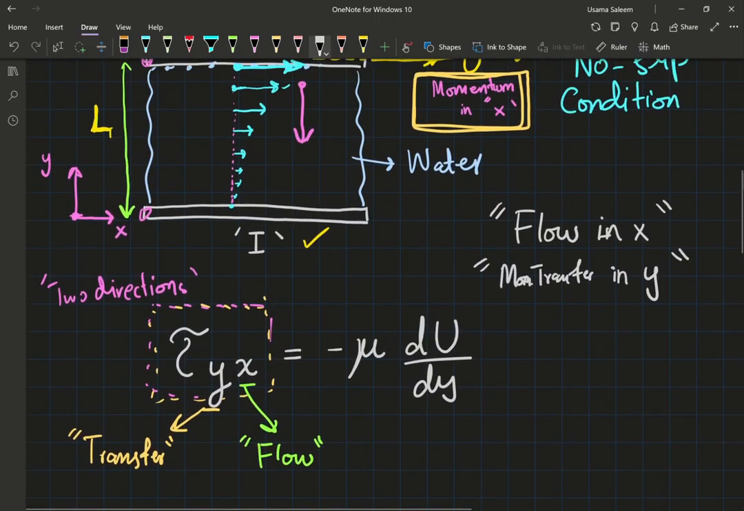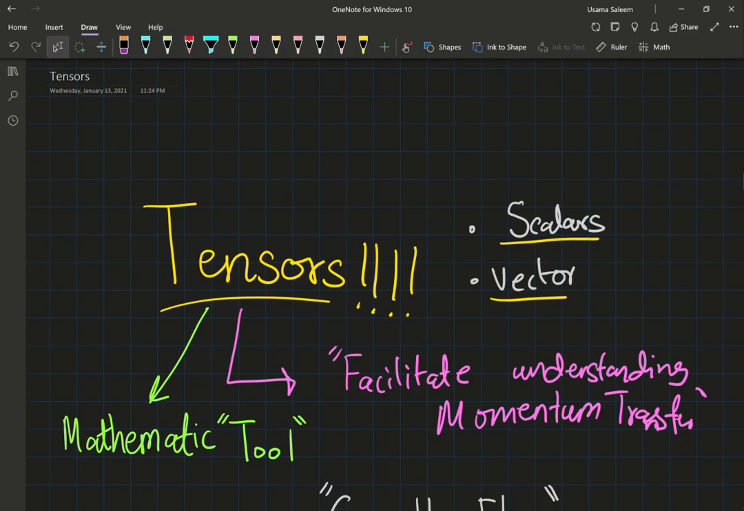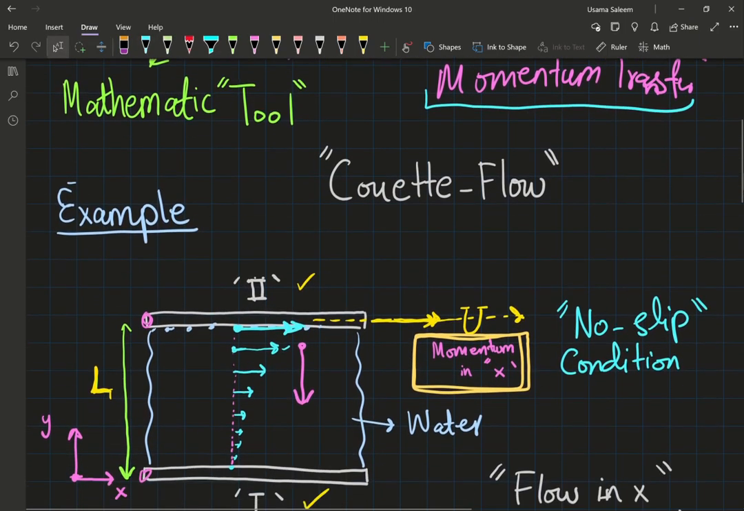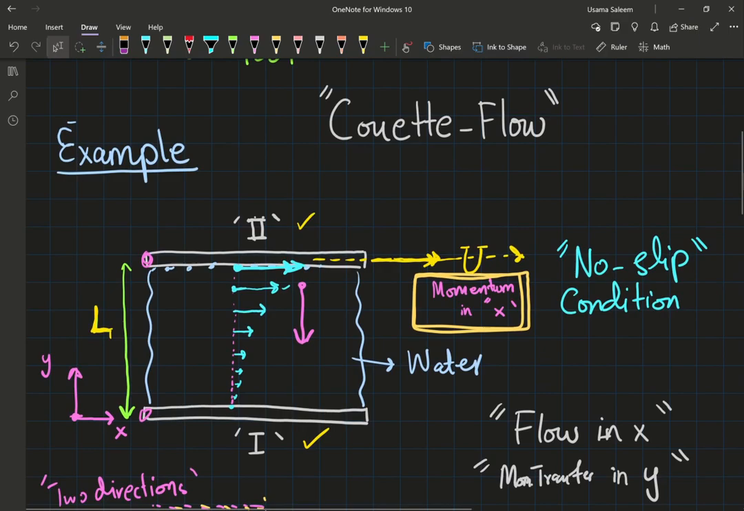So just to give you a recap, a tensor is just a mathematical tool, like scalars and vectors. It's going to help you understand momentum transfer. It's going to facilitate your learning. Even if you don't have a good understanding of tensors, you can still do well in an undergraduate transport phenomena class.